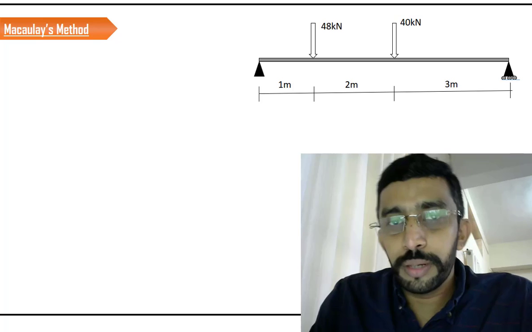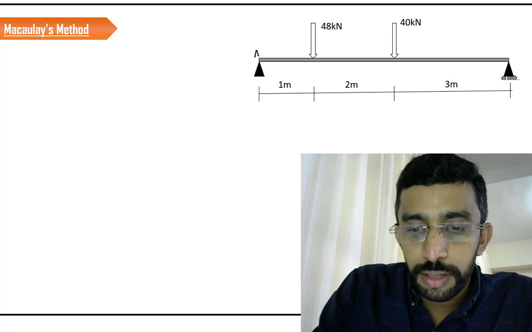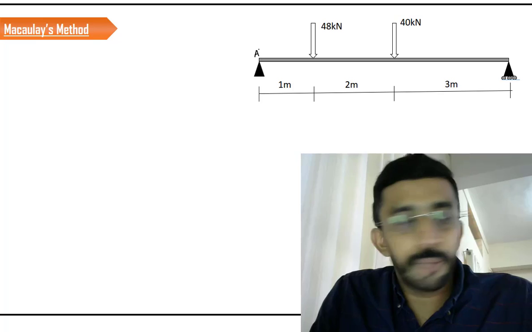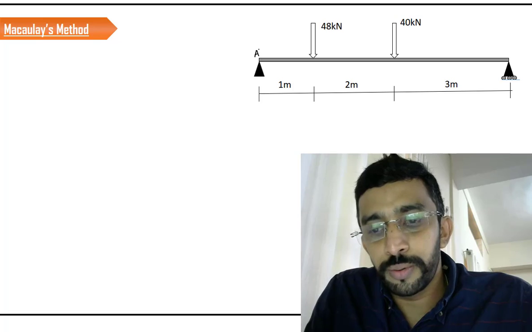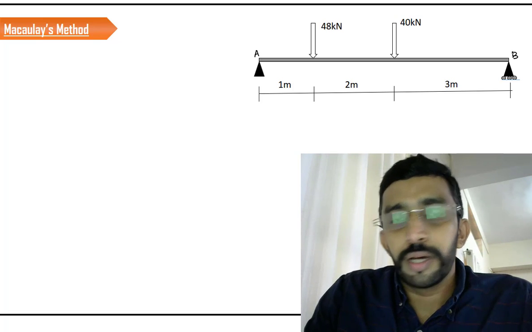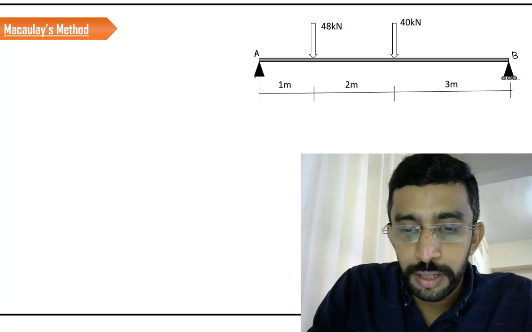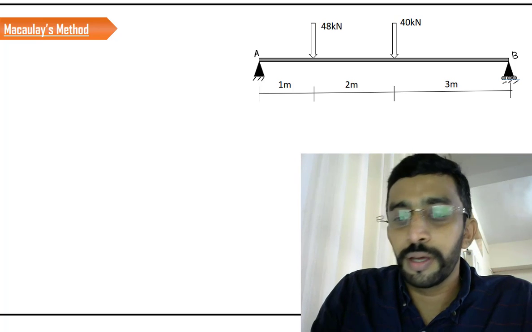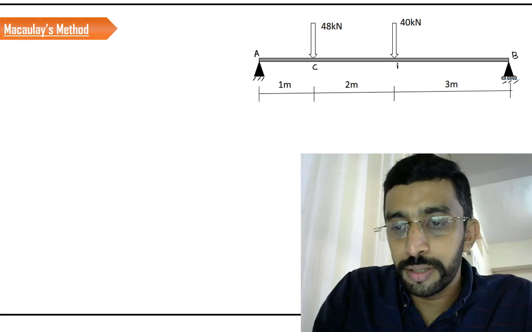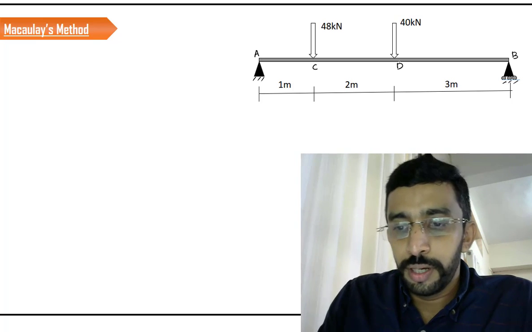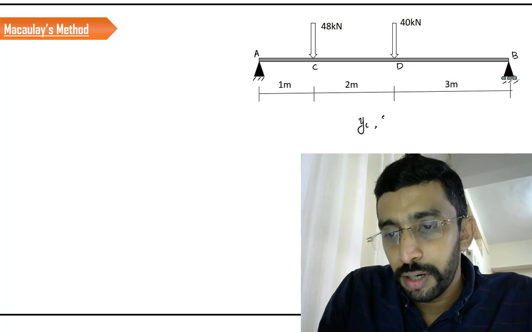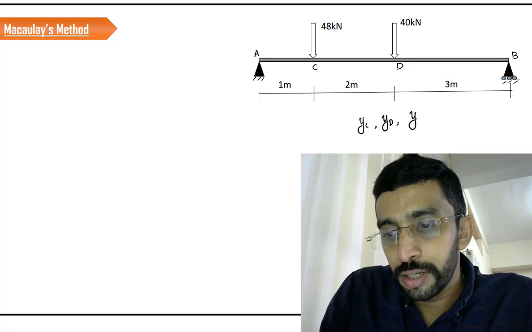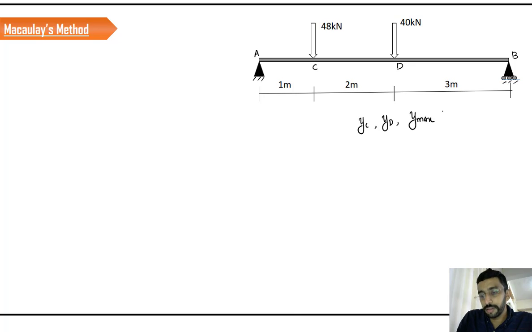When we talk about the question, let's say the simply supported beam has two loads, 48 kilonewton and 40 kilonewton, where the supports are at A and B and the loads are located at C and D. In this question, they have asked us to find out the deflection at C, deflection at D, and Y max and its location.